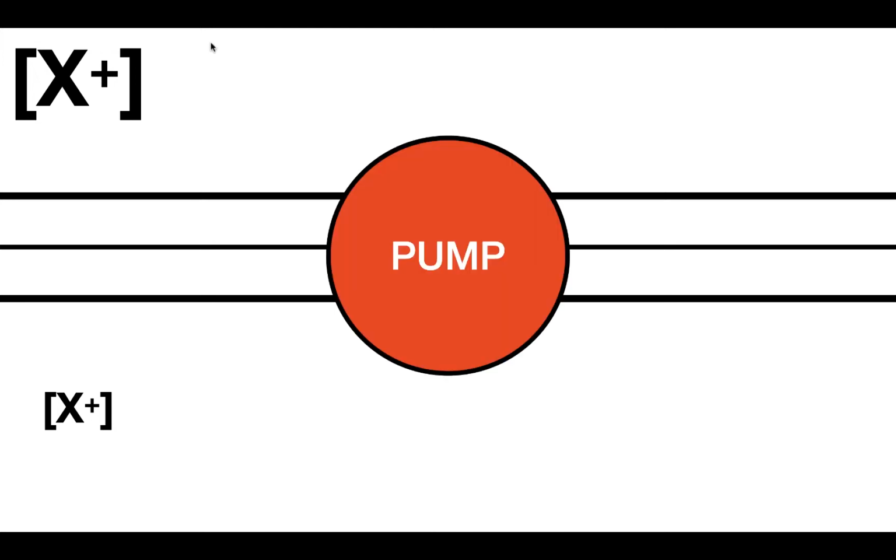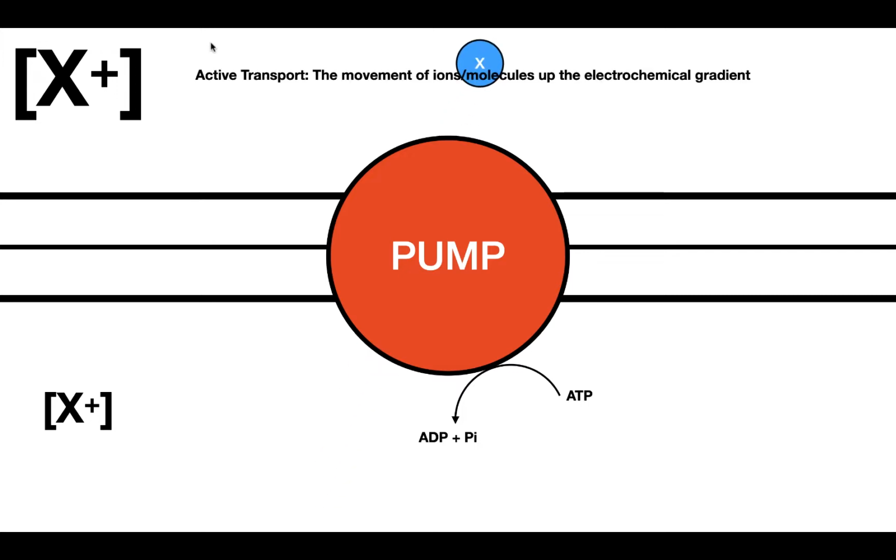So I'd like to start off by first describing to you what active transport is. Let's just say you have an ion called X, and the concentration of this ion outside the cell is greater than the concentration inside the cell. Now let's say you have a pump, and a pump is just a protein that acts as a transporter. So what this pump is going to do is it's going to use the energy released from the hydrolysis of ATP to drive the uphill movement of X from the inside of the cell to the outside of the cell.